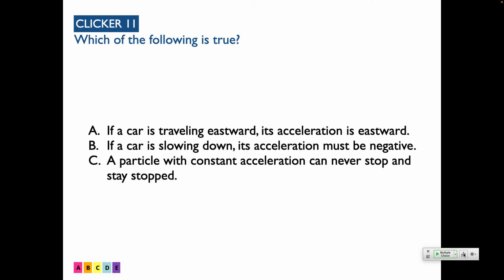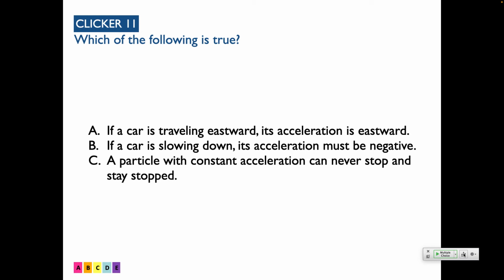The first one: if a car is traveling eastward, its acceleration is eastward. No, that's only true if it's speeding up. It can have an acceleration westward, and then what would happen? It would slow down, okay? So A is false. B: if a car is slowing down, its acceleration must be negative.